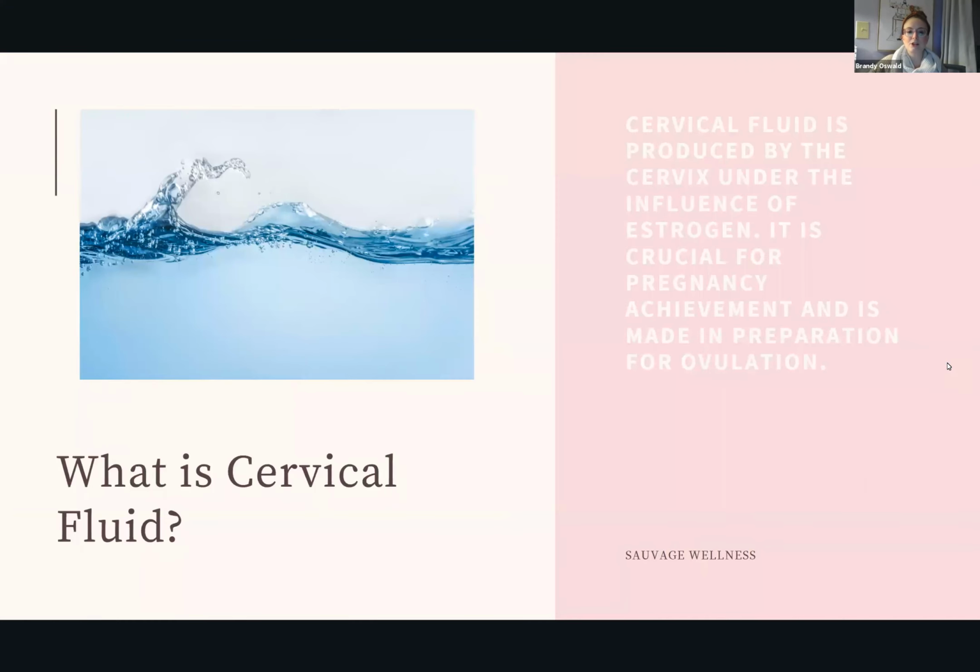All right, so before we dive into cervical fluid, I want to give you a second if anyone has any questions about the phases of the menstrual cycle, what our hormones are doing at those times, or the vibe of any of those phases.